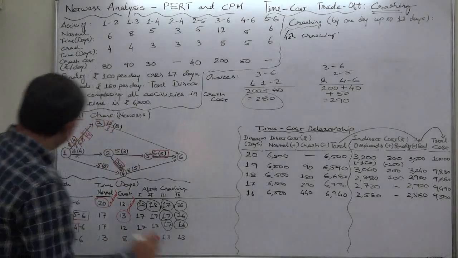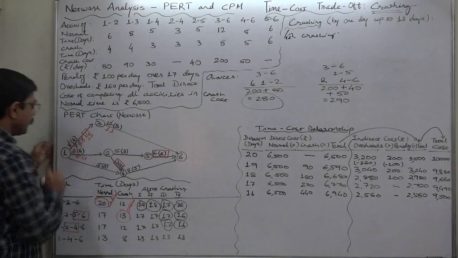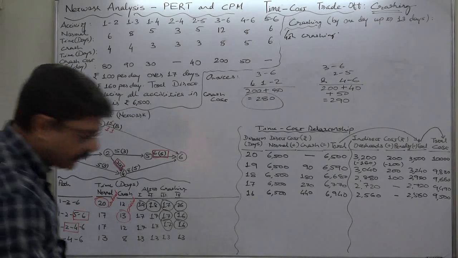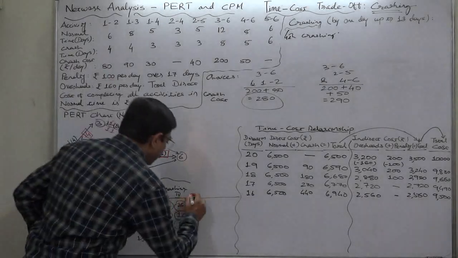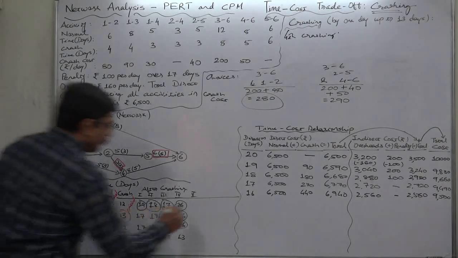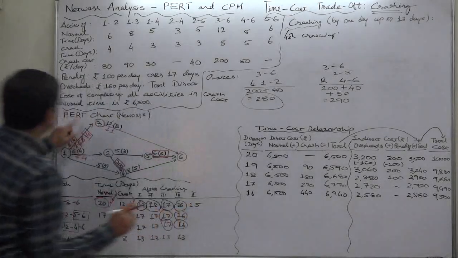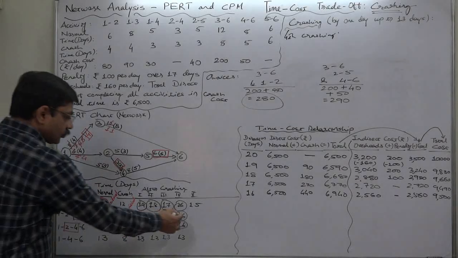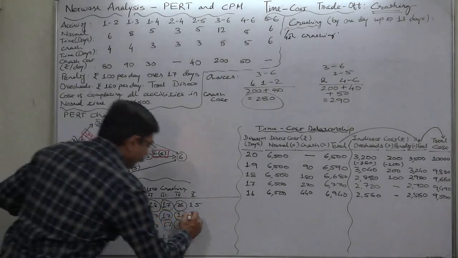Yes, it was reduced by 1, so it should be again reduced by 1 day. So there will be now the situation something like this. This will be further reduced by 1 day. It will be 15. Let's check. 4 plus 11, 15. This will also be further reduced by 1 day, 15.